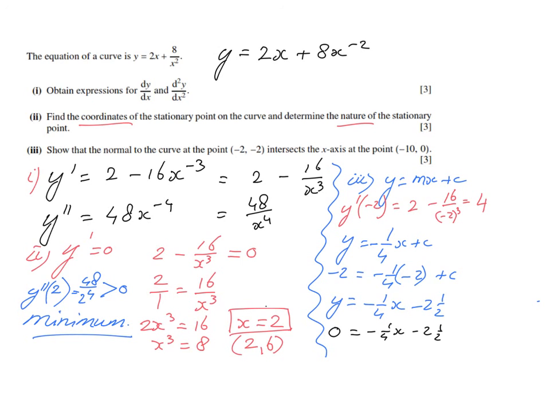I'm going to move the 2.5 to the other side. So it says 2.5 equals minus 1 over 4x. To isolate x, I'm going to divide both sides by minus 1 over 4, or if you like, multiply both sides by minus 4. And then x is going to be negative 10. There you go. And indeed, that's what they said: show that the normal has an x-intercept of minus 10, 0.